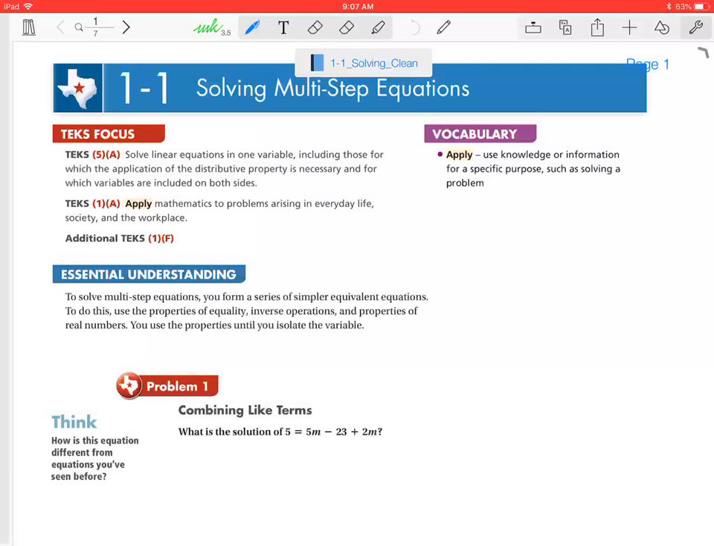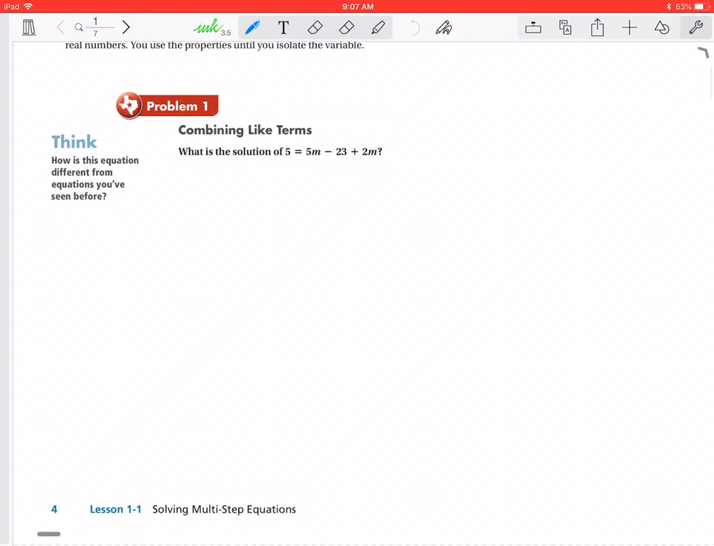Hello, and welcome to this episode of Mathematics. We're going to talk and walk through the actual lesson of solving multi-step equations. There's nothing very much different than what we've been doing. We're just going to talk about some example problems from the Pearson book.